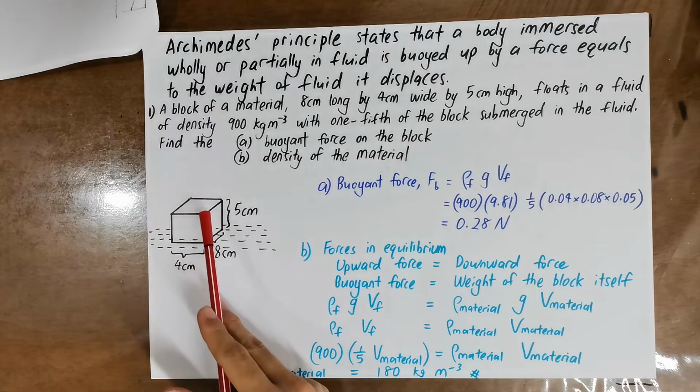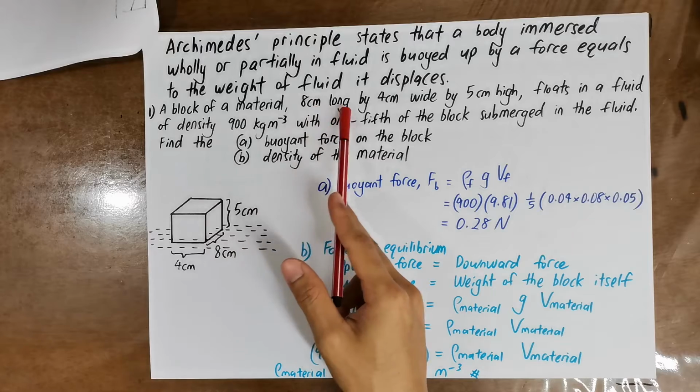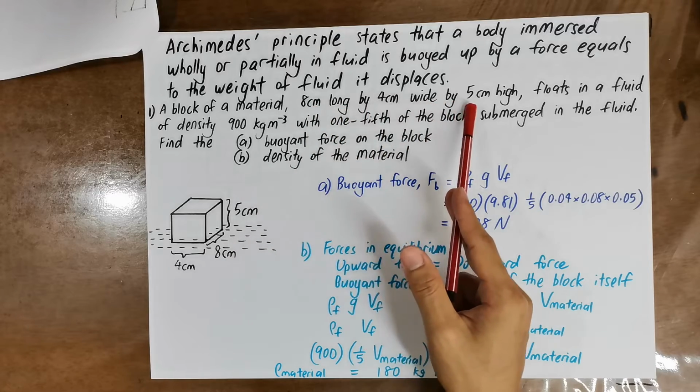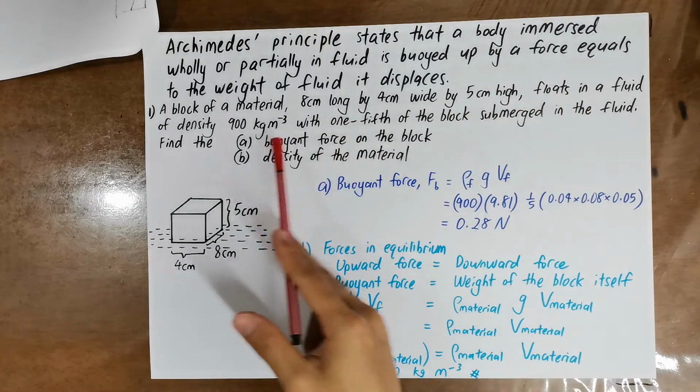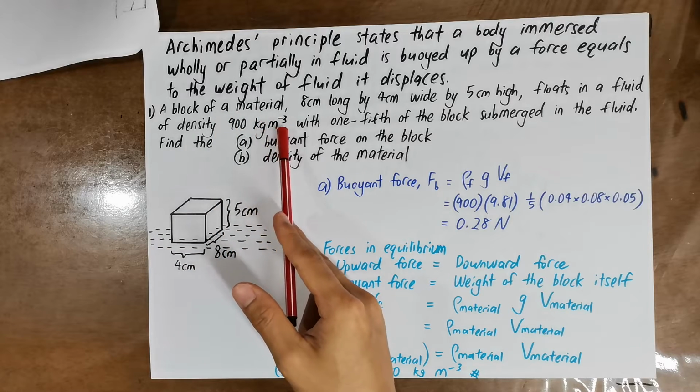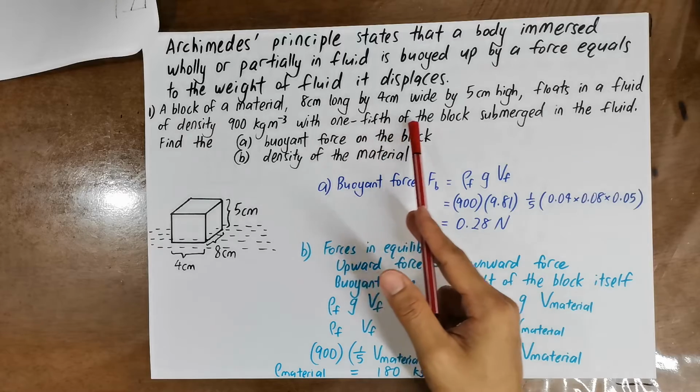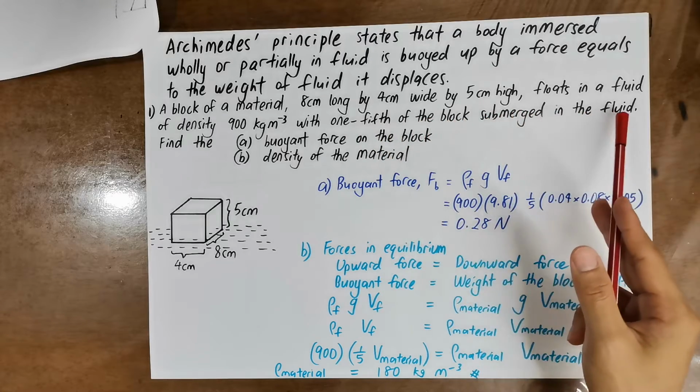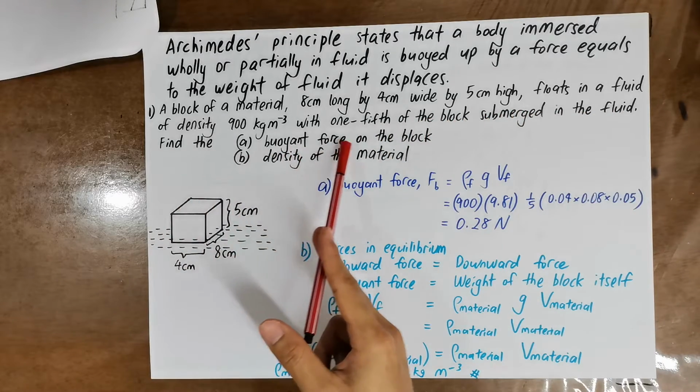A block of a material 8 cm long by 4 cm wide by 5 cm high floats in a fluid of density 900 kilograms per meter cubed, with 1/5 of the block submerged in the fluid. Please find the buoyant force on the block.